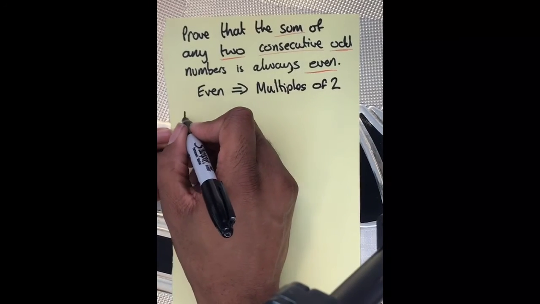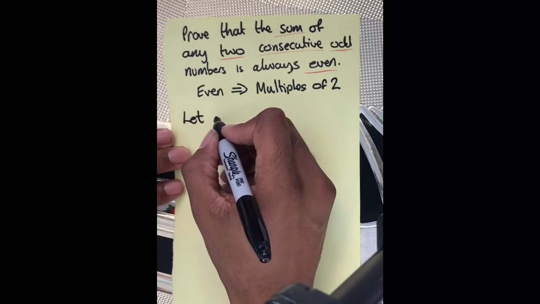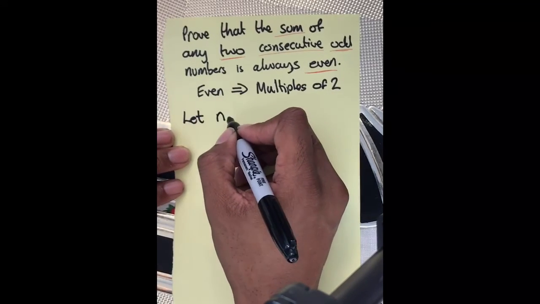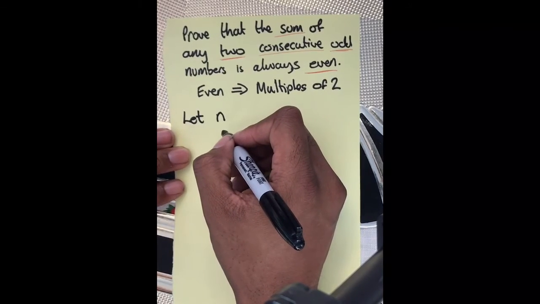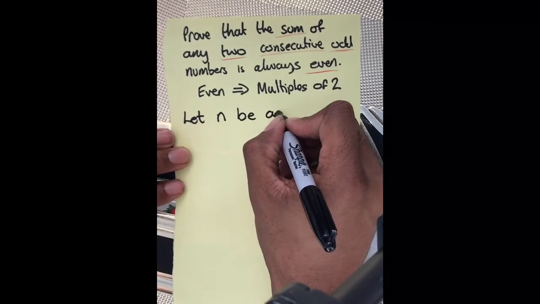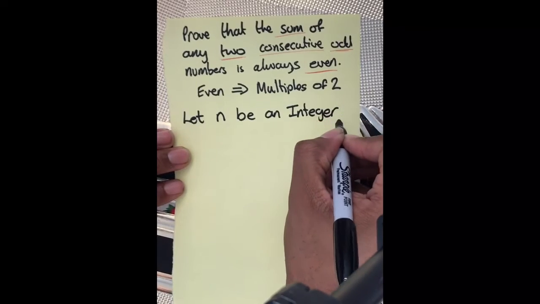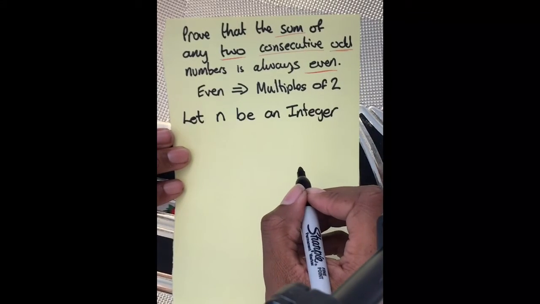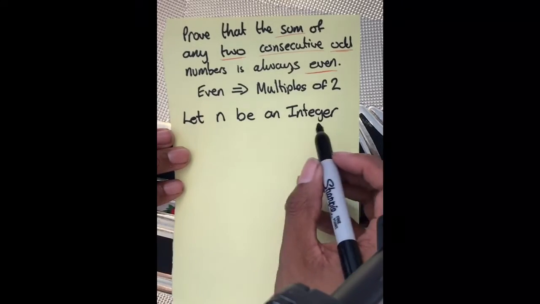We start off with this setup of the situation. So we start with the word let. We're going to let any letter that we use. We tend to use n all the time, but you can use a different letter if you wish, x or p or whatever. Let n be an integer. An integer, we should know now, is a whole number. It's commonly used in proof. So we're not talking about decimals, we're talking about a whole number.